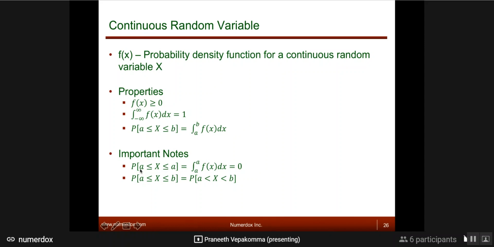Okay, so this is like special cases. If you're looking at just one point, obviously the area at one point is 0. And then if you're looking at less than or equal to, and less than on both sides, it is the same as this. That's interesting.